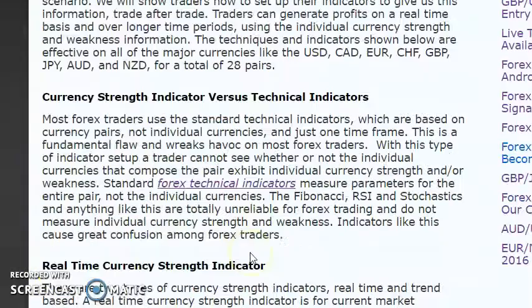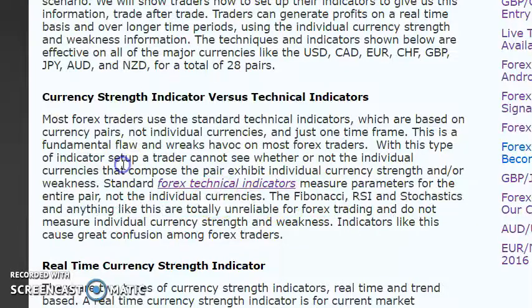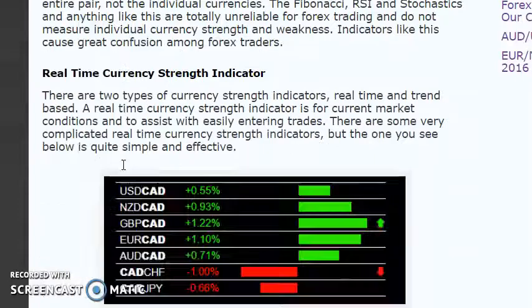For 28 pairs. And what we would invite traders to do is evaluate currency strength trading versus technical indicators. Here's an article about technical indicators here. You can click on that and read that. But all of these technical indicators, you know, the Fibonacci, the RSI, stochastics, and all of that, none of it works. It's all pretty awful. And you need to evaluate individual currencies.